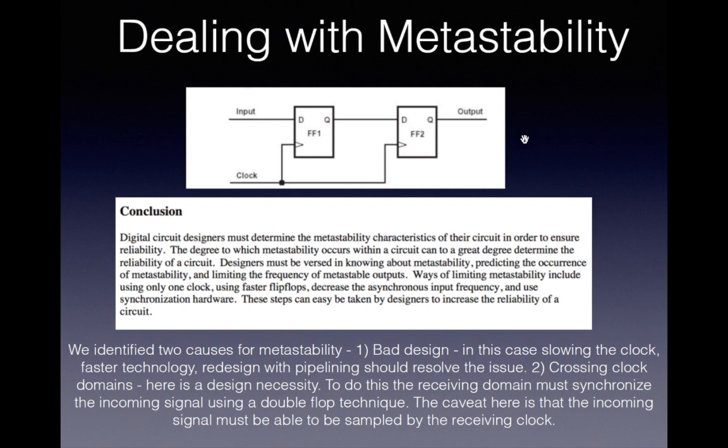The second is when we must have signals that cross clock domains from a 60 megahertz to 100 megahertz. Here, something is necessary. We need to do that. We know that we will have metastability, but now we have to design around it. That is where the use of the synchronization hardware comes in. The only caveat is we have to be able to sample the incoming signal in the receiving clock domain, and we'll see a slide about that.